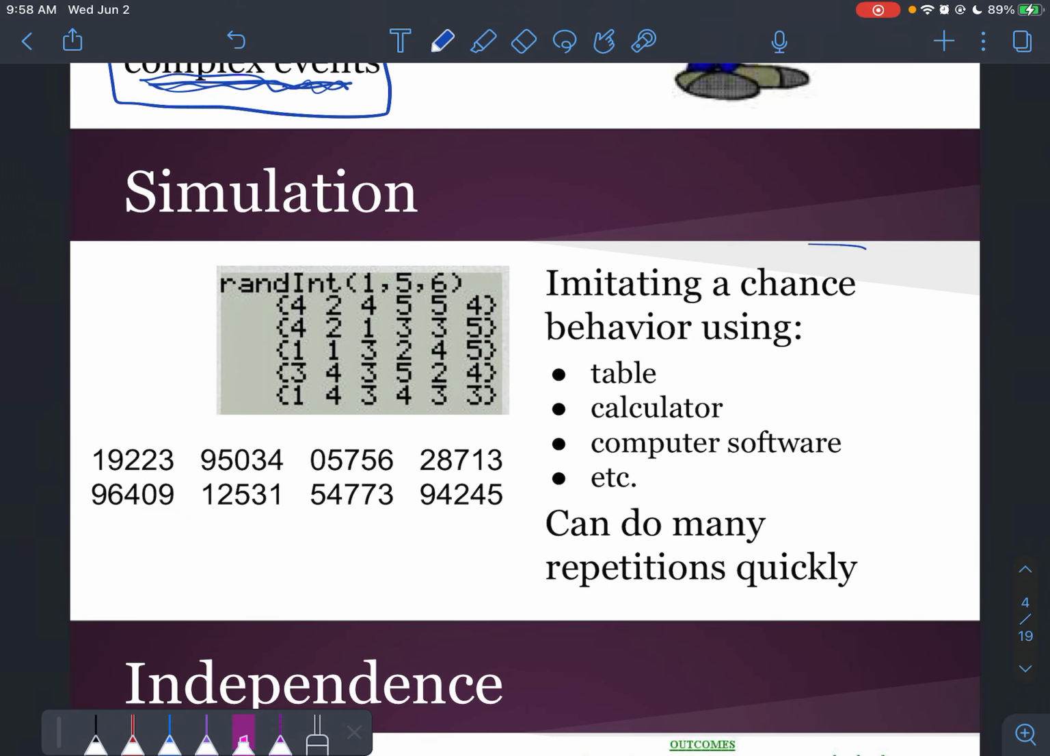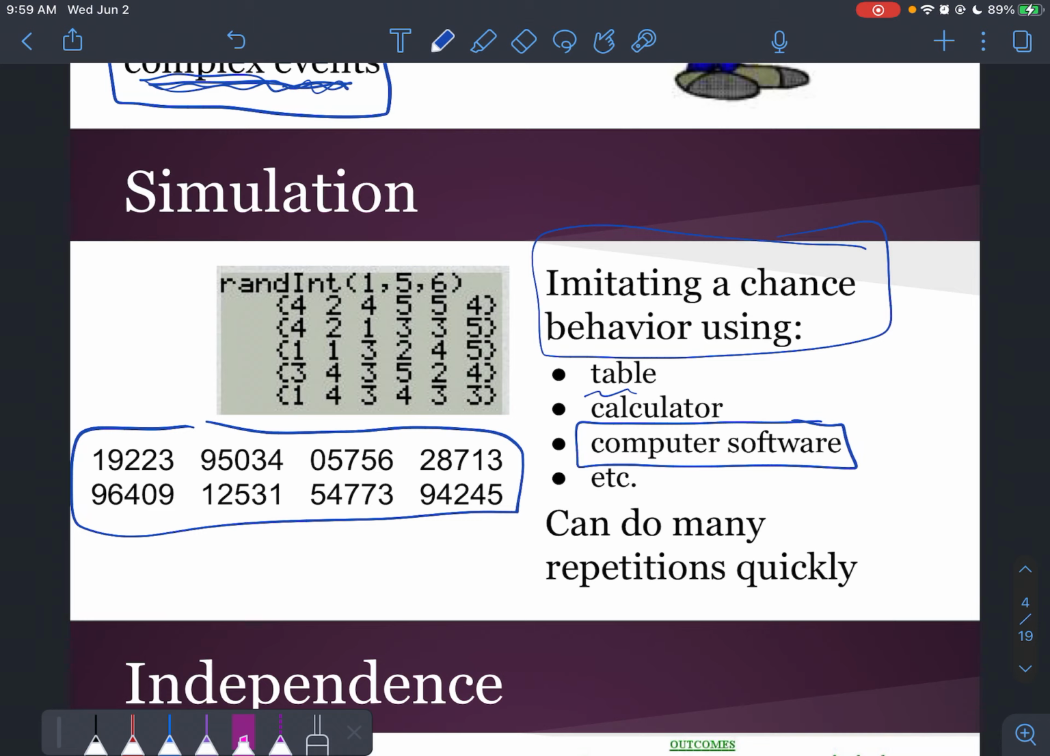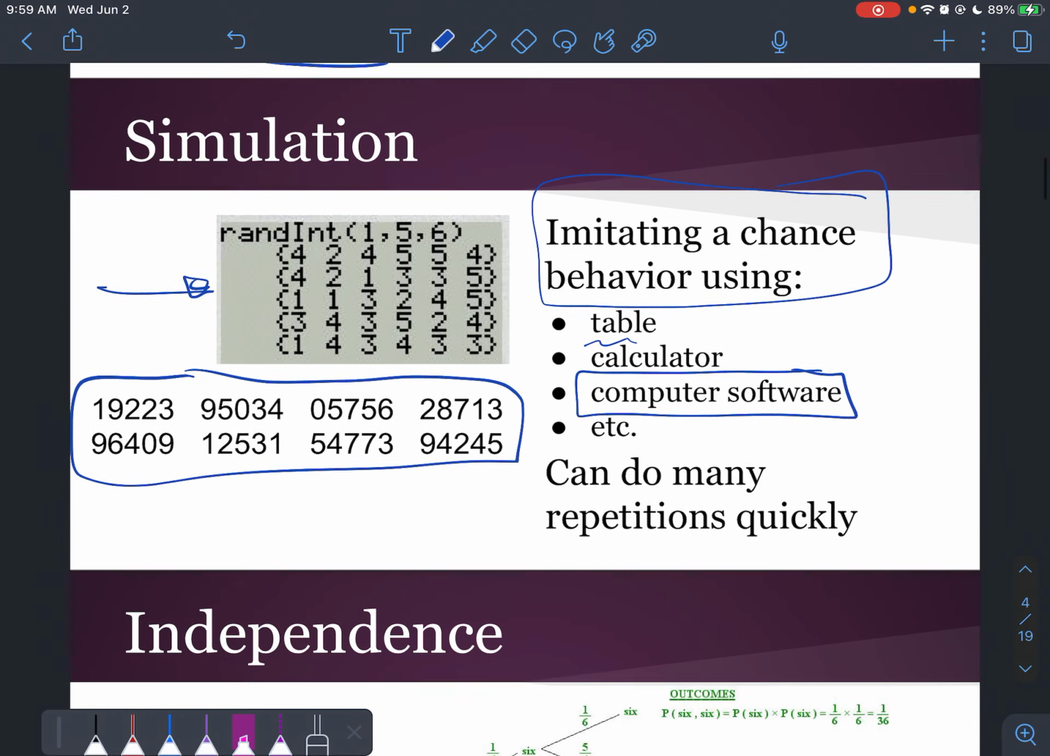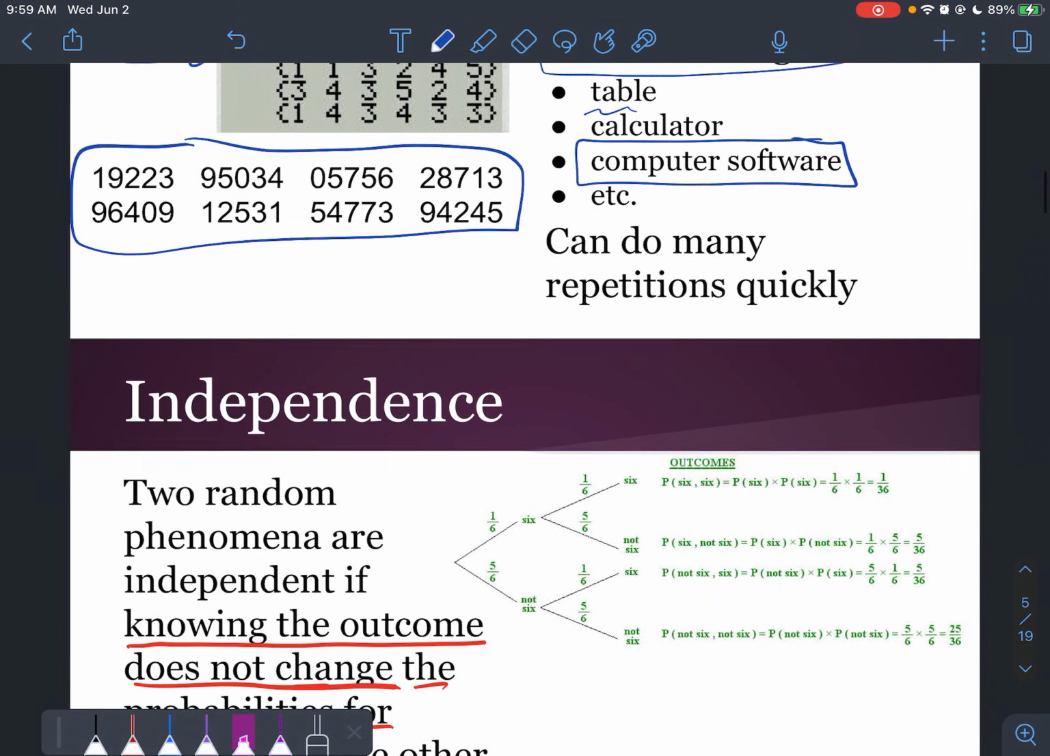So simulation is imitating chance behavior using a table. We have technology now to do those many repetitions quickly. But you're familiar with the random digit table and random integer generator. You can go to Google or whatever and type in random digit generator, and you'll find many number generators there. Computer software will handle some of the more complex ones, where you enter the information and it actually runs it for you. But we're just going to keep it pretty basic here with random digit tables.